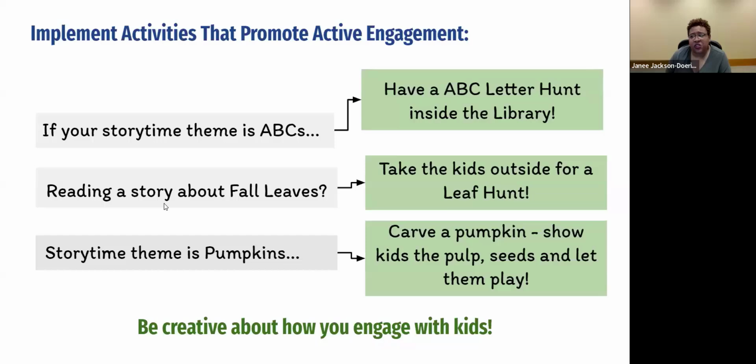And another thing I'd like to do is implement activities that promote active engagement. I just love when everyone is involved and everyone is engaged. So if your theme is ABCs, maybe have an ABC letter hunt inside the library. If you're reading a story about fall leaves, instead of being cooped up inside the library, take the kids outside and go on a leaf hunt. See if they can find different leaves and have them bring them to you.